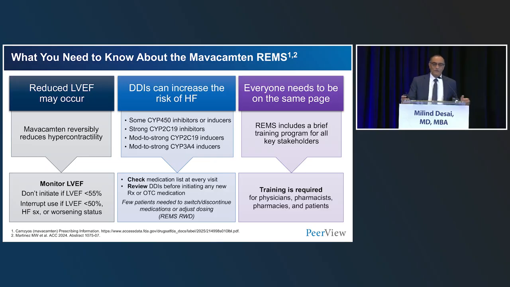So mavacamten was approved in April 2022 under the risk evaluation mitigation strategy mandated by the FDA because of potential concerns related to LV ejection fraction reduction. This is a cardiac myosin inhibitor. It is going to inhibit the cardiac myosin. And part of the deal there is you may have some patients with EF reduction. So do not initiate under 55%, interrupt if less than 50%, or if you have heart failure symptoms or worsening status.